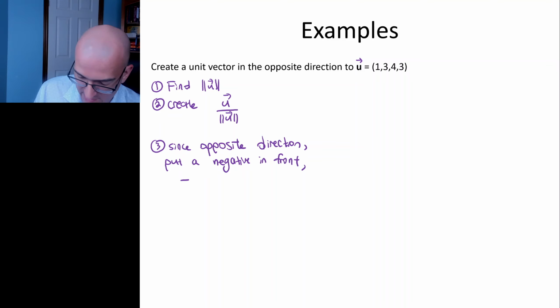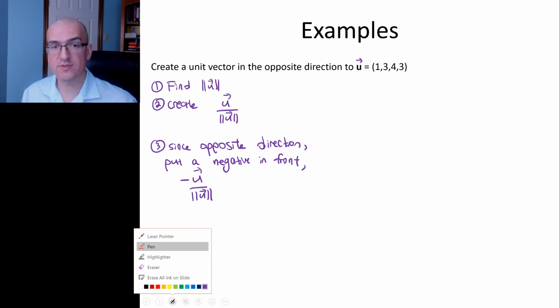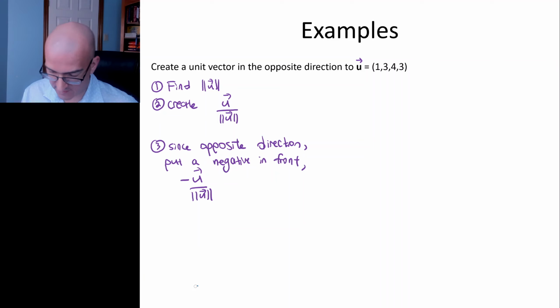So minus u over the length of u. That's the 3 steps we're going to have to go through in order to find a unit vector in the opposite direction to this target vector. So we'll do the first step, find the length.